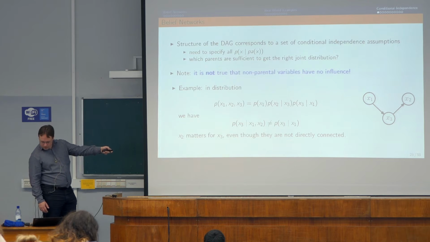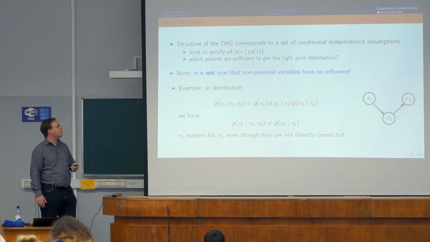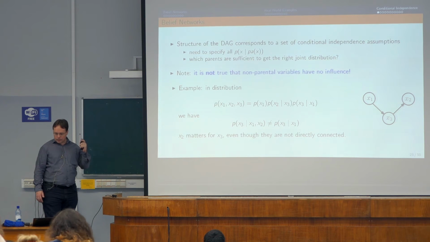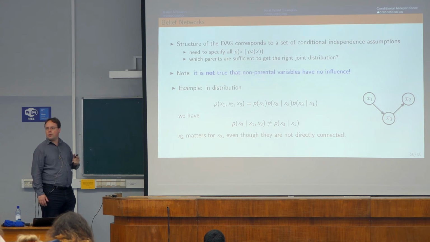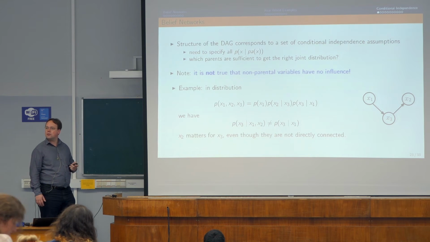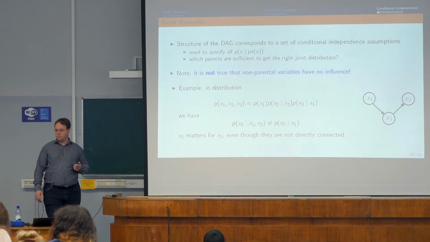So clearly, 1 is not a parent of x2, right? But that does not mean that x2 is independent of x3 when we condition on x1, for example. Is it true that if we drop the direction and make a non-directed graph, then the cluster of this graph will show us what's independent?